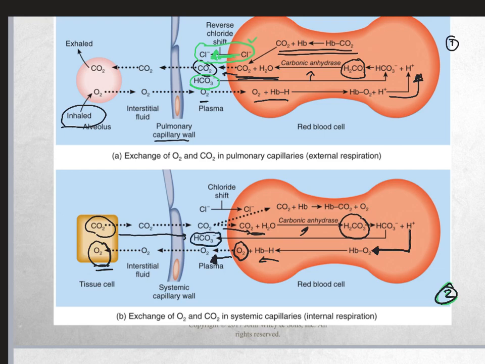Now, the inside of this cell is lacking a negative balance. So, so that the inside of this red blood cell does not become too positive, we resort back to, let's go to green again, our chloride shift. We bring that negative ion in, and it balances the negativity inside that red blood cell.